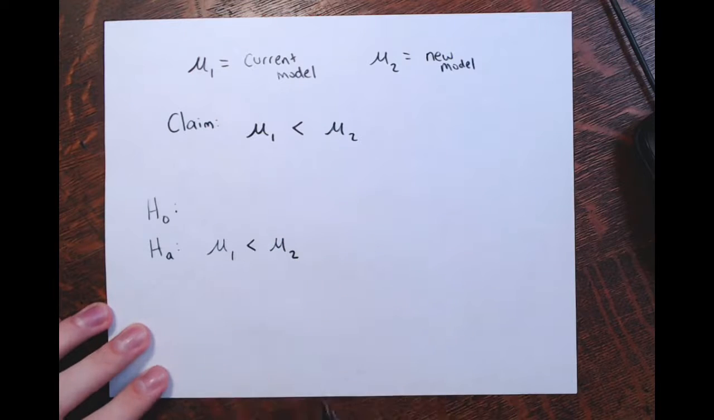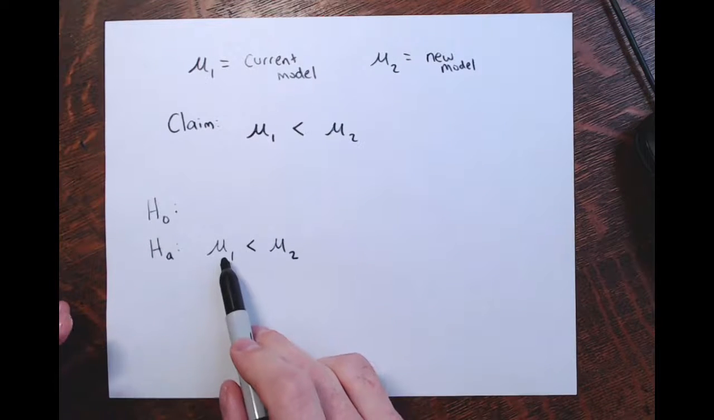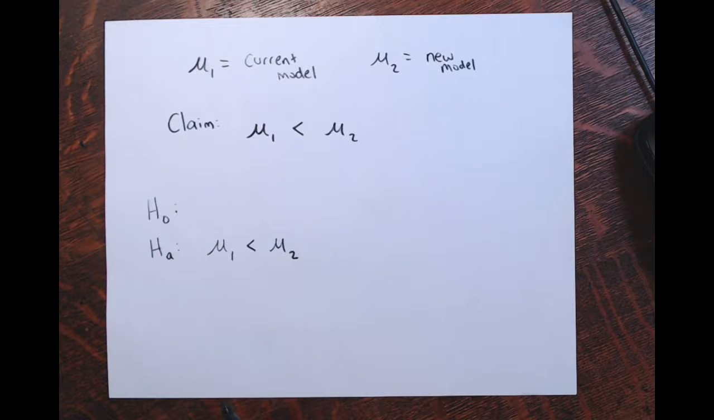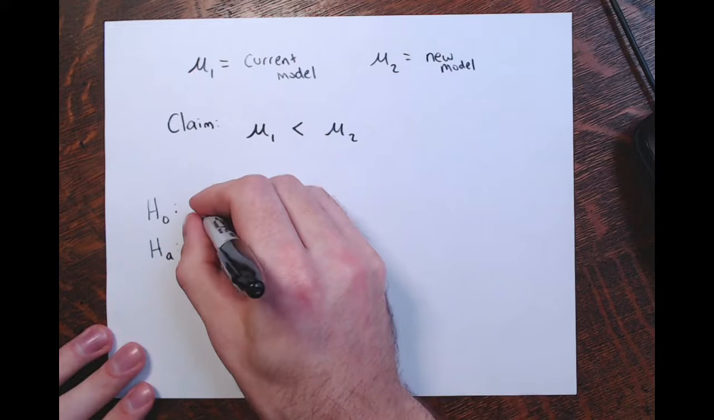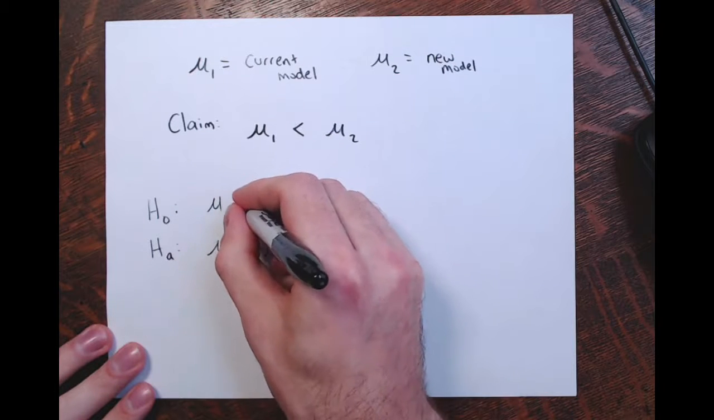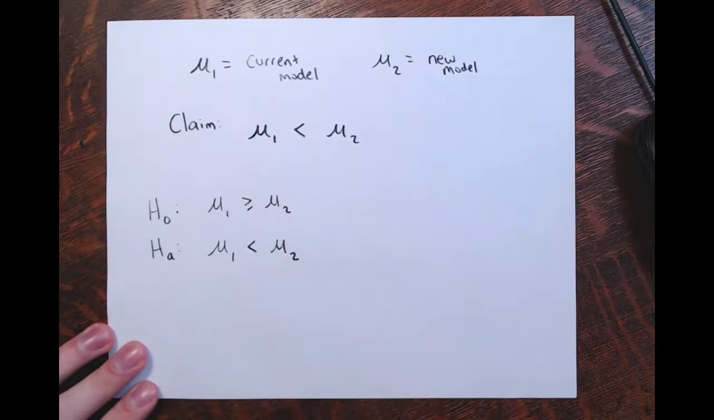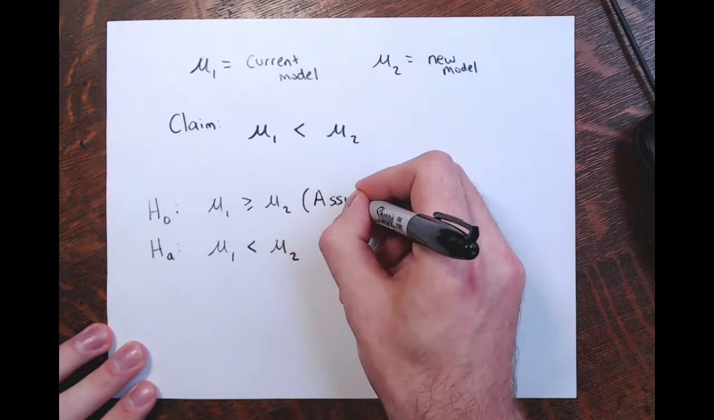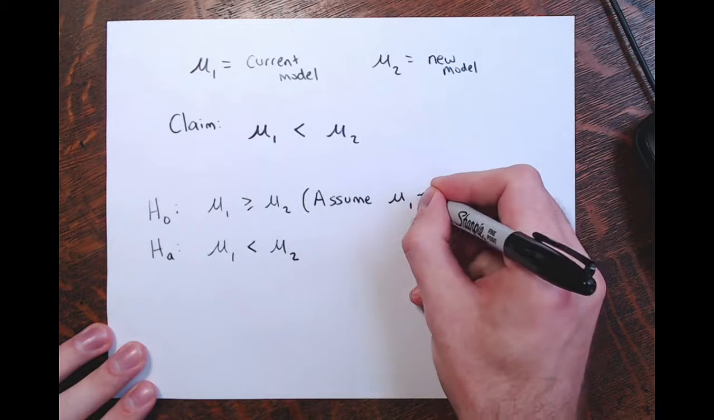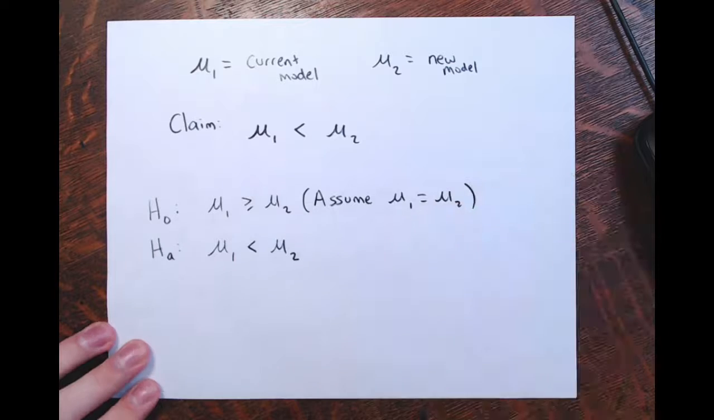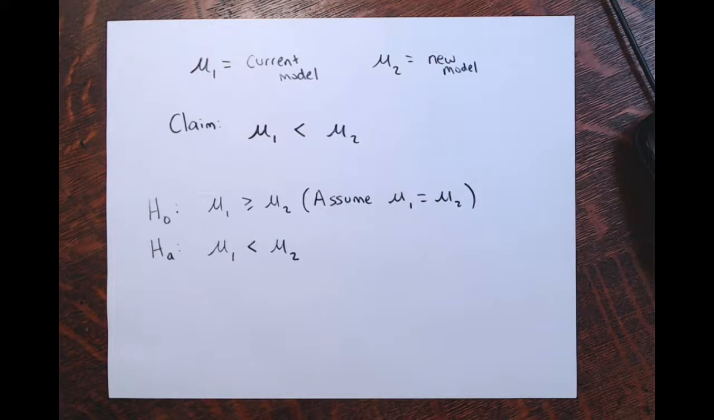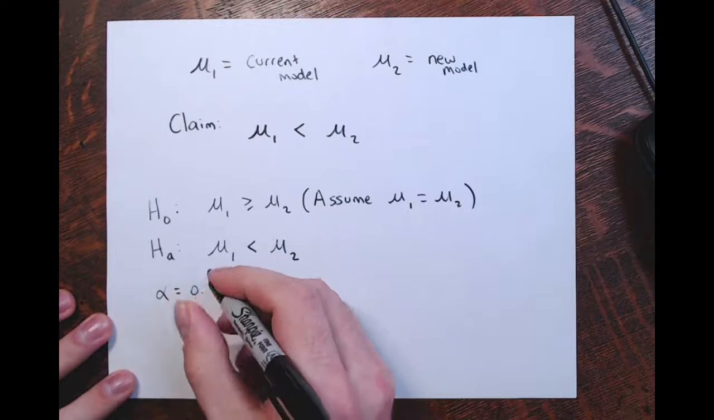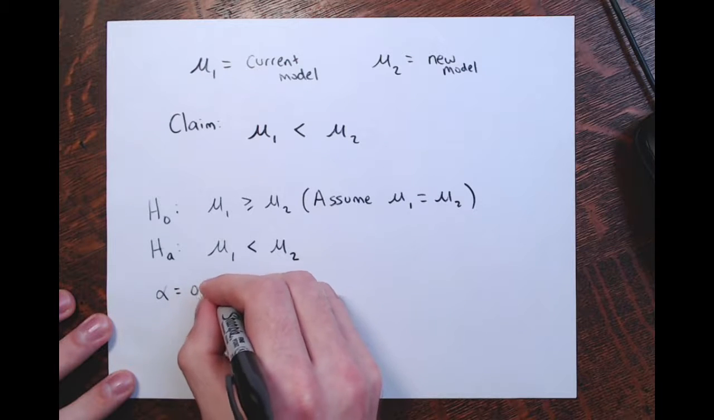That the current models have a smaller lifespan than the new ones, or the new ones have a larger lifespan than the current ones. And then the null hypothesis is the opposing statement, right? That mu1 is greater than or equal to mu2. But when we perform the test, what you're going to be assuming is the equal part. We would assume that they have the same lifespan on average, and then see if we're going to reject this or not. The value of the significance level, they told us, was 5%, the value of alpha.